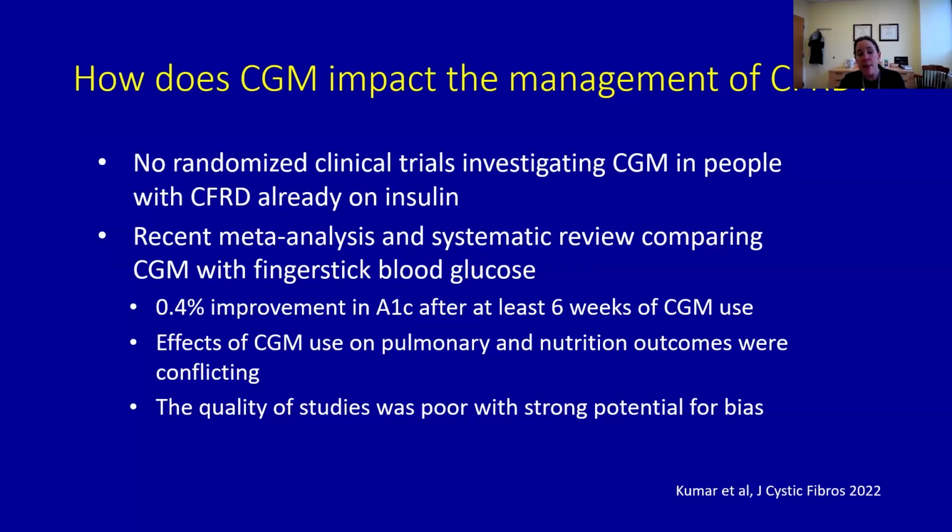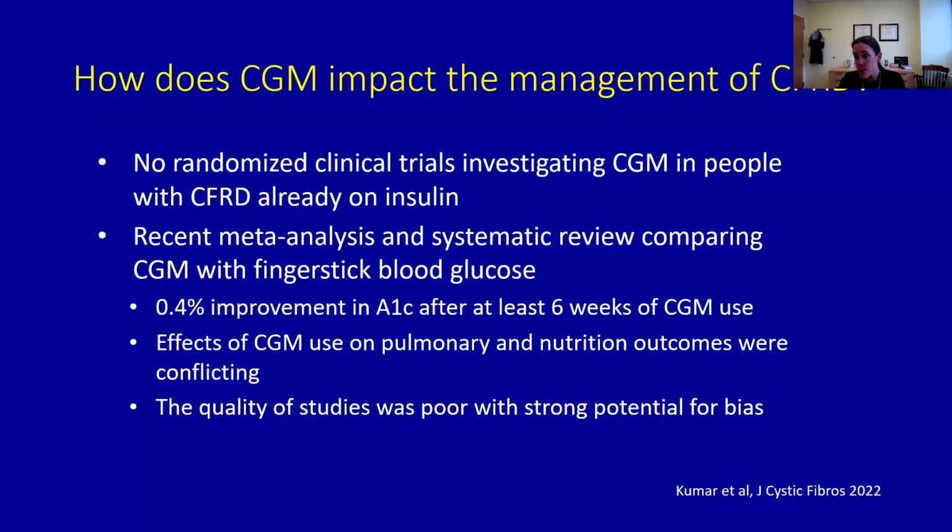There was a meta-analysis and systematic review that looked at a whole bunch of different studies, most of which were observational, looking at CGM compared to finger stick, and it had to be a minimum of 6 weeks of CGM use. And they found that overall, there was a 0.4% improvement in A1C with CGM use, which is not too dissimilar to what we see in the type 1 diabetes and type 2 diabetes population.